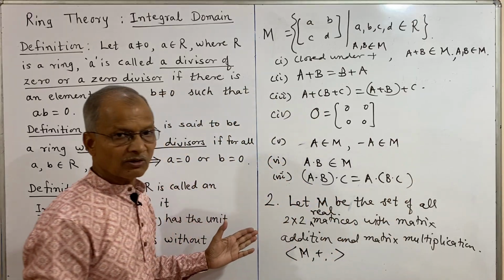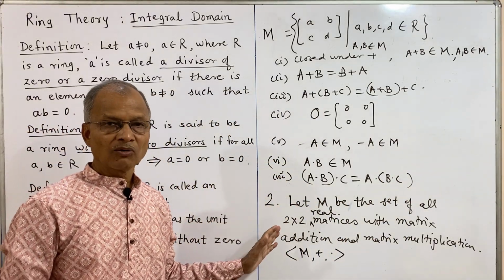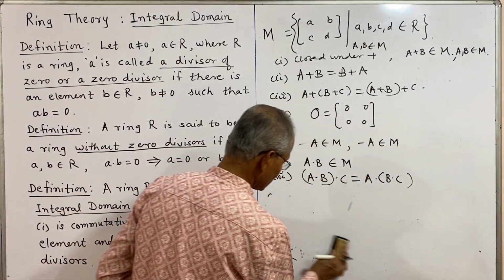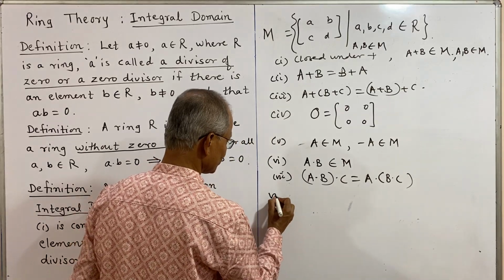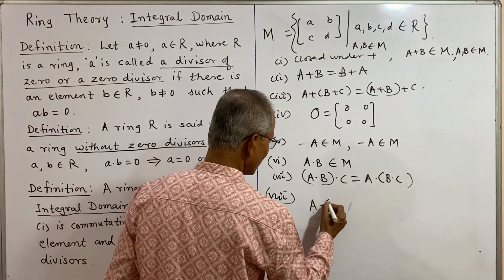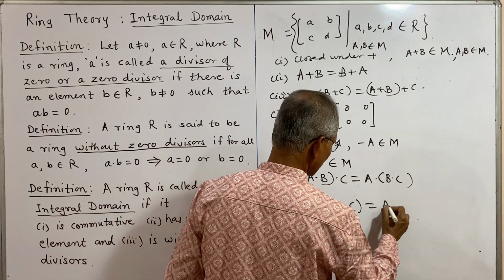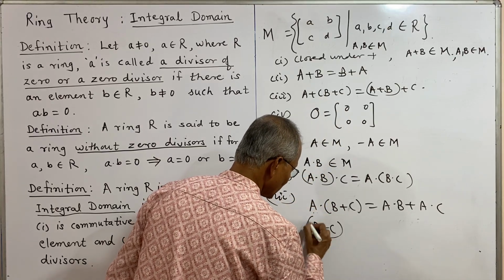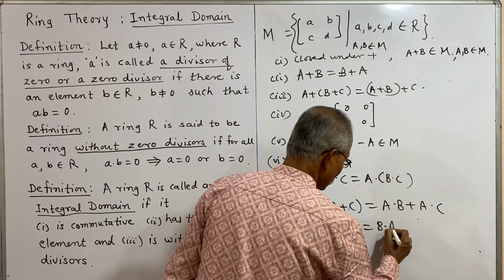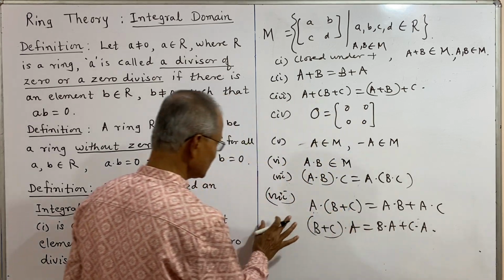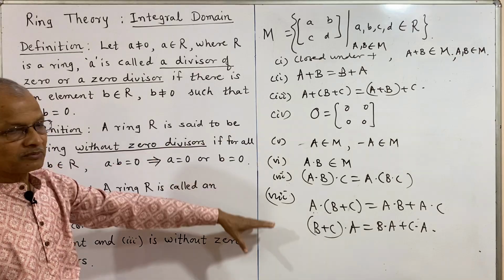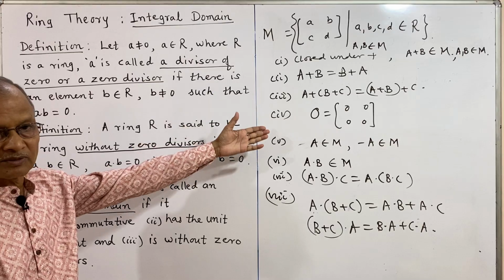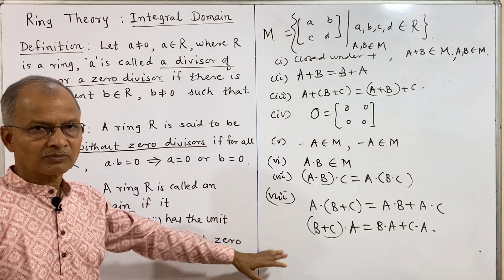And one more property of matrix multiplication is that it is distributive over addition, from left and from right. So thus the distributive law also holds. That means we have A dot (B plus C) is equal to A dot B plus A dot C. Similarly, (B plus C) dot A is equal to B dot A plus C dot A. And thus this is a ring. All the 8 axioms are satisfied, and therefore this set of 2 by 2 matrices with matrix addition and multiplication forms a ring.